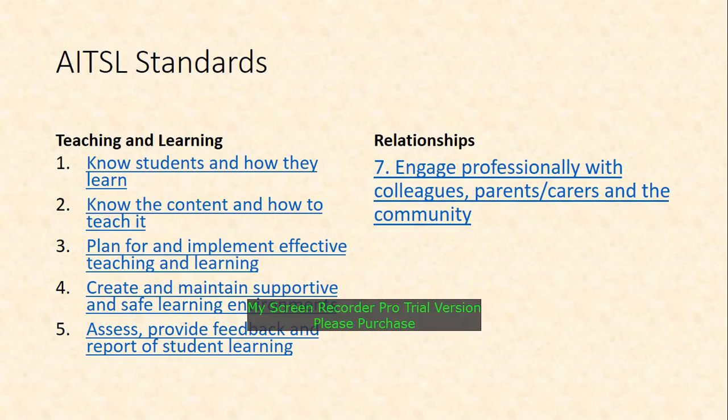So standard 1 to 3 will be under example 1. So that's know students and how they learn, know the content and how to teach it, plan and implement effective teaching and learning. Example 2 will be create and maintain supportive and safe learning environments. And example 5 will be assess, provide feedback and report of student learning.